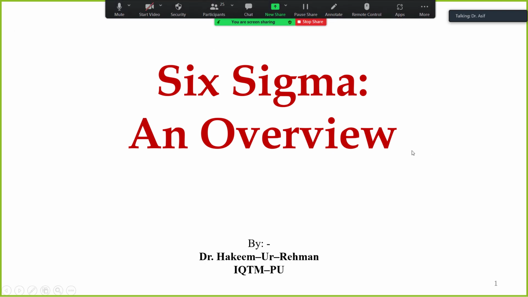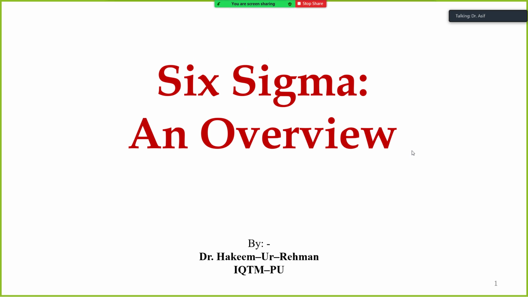Another interesting fact related to Six Sigma is that it has different levels. One of the highest levels is called black belt. It's the same type of terminology you are familiar with in martial arts. Those people who are experts in Six Sigma, who have conducted some projects and demonstrated their capability, knowledge and skill in Six Sigma, are called black belts. And Dr. Hakeem-Ur-Rehman, who is our guest lecturer today, is also a black belt in Six Sigma.